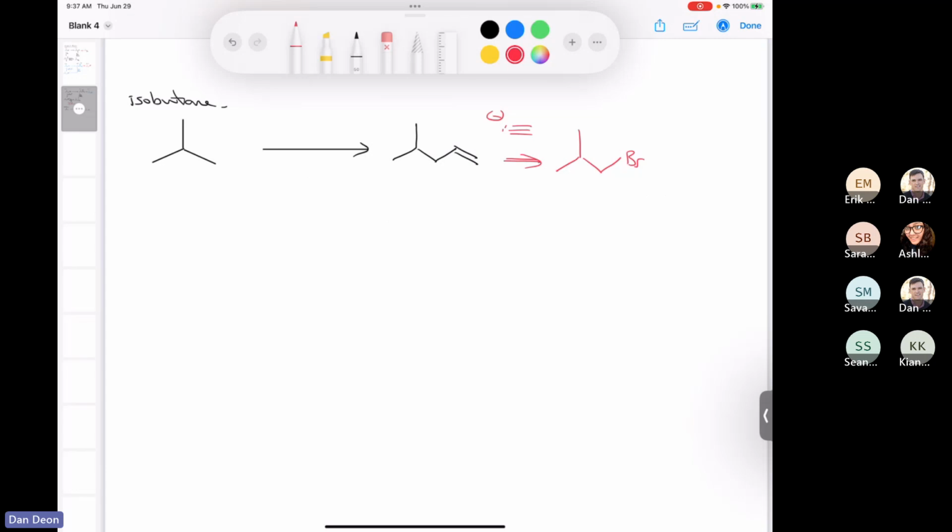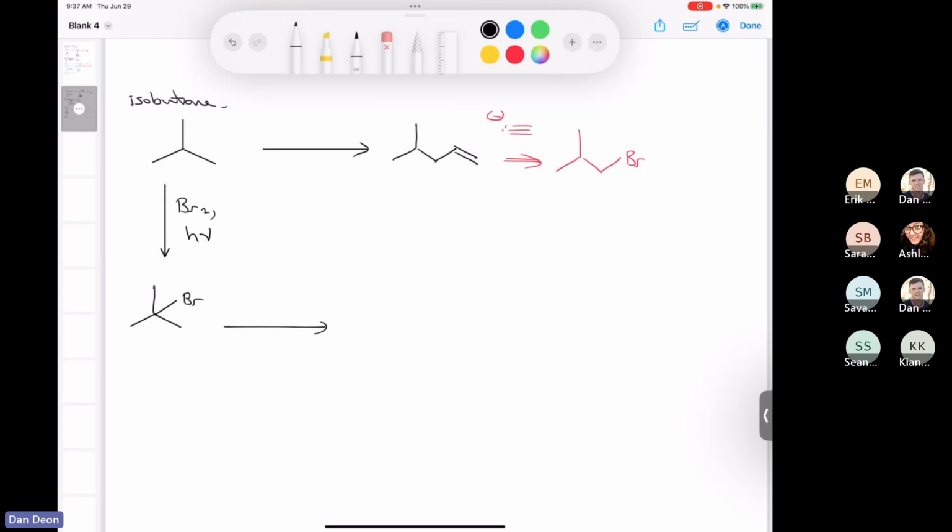Reduce the alkyne to the alkene. So then the question becomes, well, how do I get from here to here? Right? How do I go from an alkane to this primary alkyl halide? Because if I treat isobutane with bromine and light, I end up with a tertiary alkyl halide. So I end up with this compound.